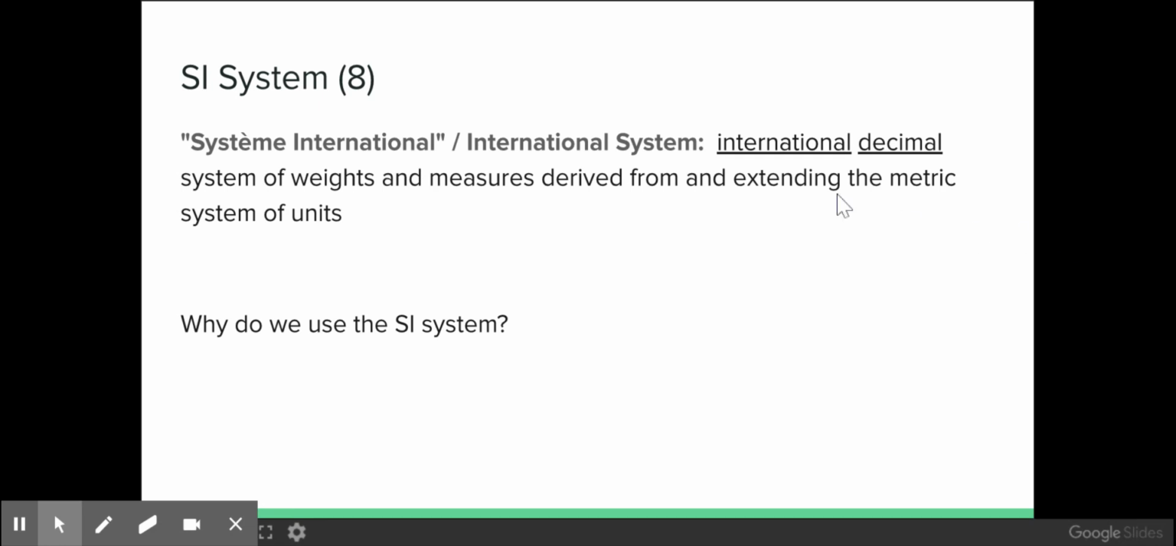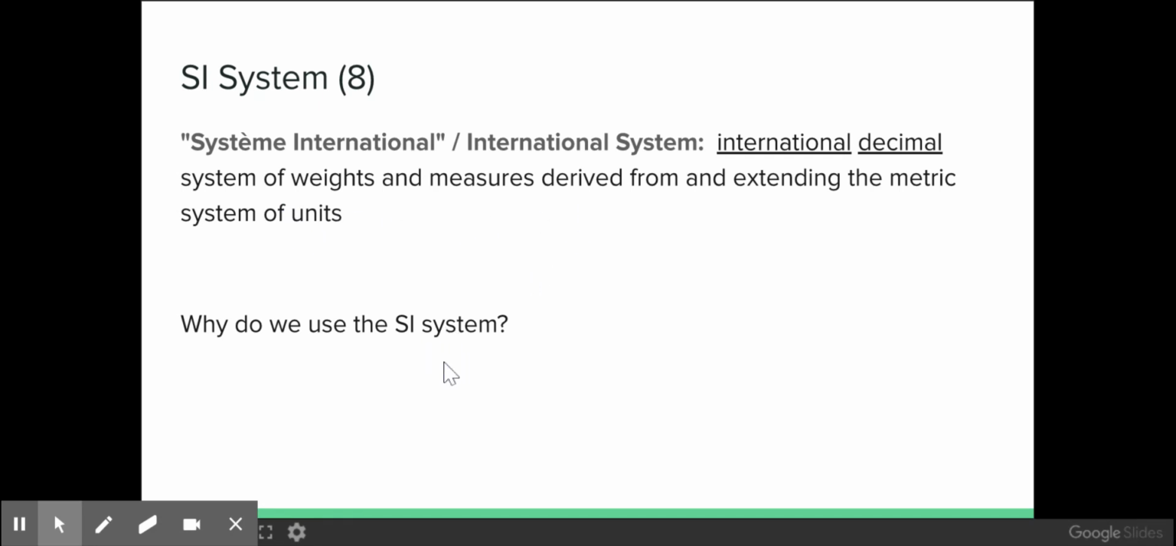The SI system, the System International, or the International System, is an international decimal system of weights and measures derived from and extending the metric system of units. So it's not exactly the same as the metric system, but it's very similar.